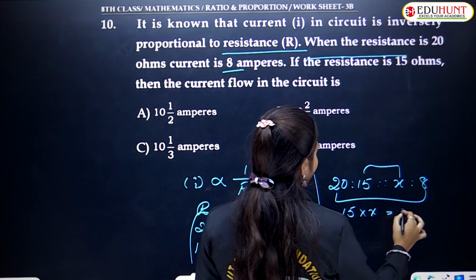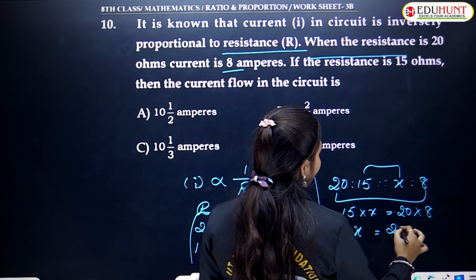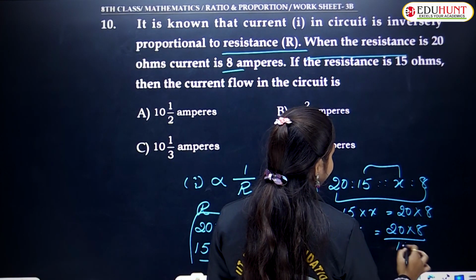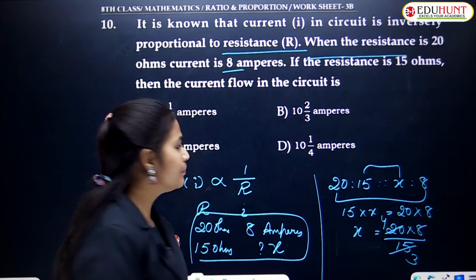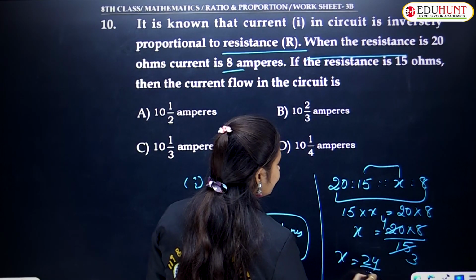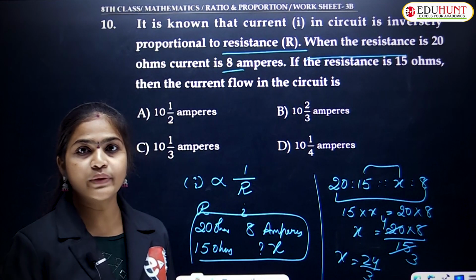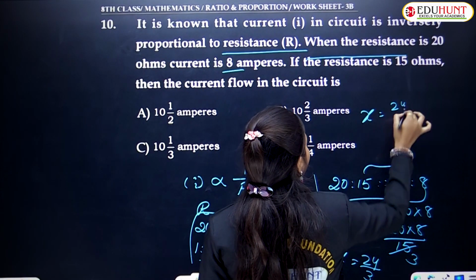15 into x is equal to 20 into 8. x is equal to 20 into 8 by 15. 5 3s are 15, 5 4s are 20. Clear? So x is equal to, here, 8 3s are 24, by 3. x is equal to 24 by 3.